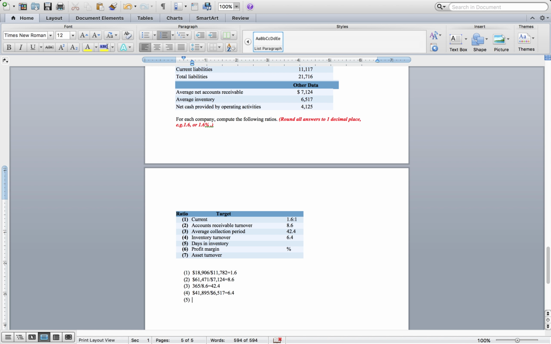Next part, my days in inventory. Well, remember, you have 365 days and divide by the inventory turnover, which is 6.4. When we do that, that'll be 57 days. Right on the dot, 57.